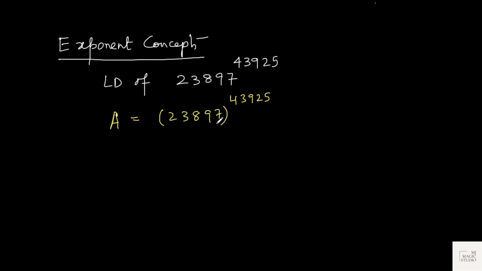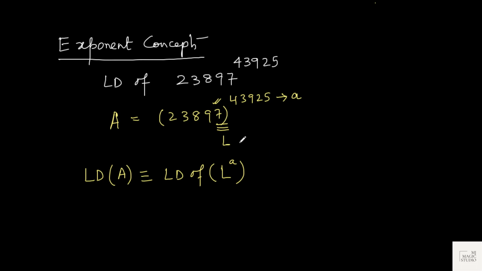Now we are concerned with only the last digit of the base, that is 7, let it be L, and the power, that is the exponent, suppose that is A. So actually it is something like this: the last digit of the entire expression is nothing but the same as the last digit of L to the power A. So we would be concentrating only on the last digit of the base number and the entire power.